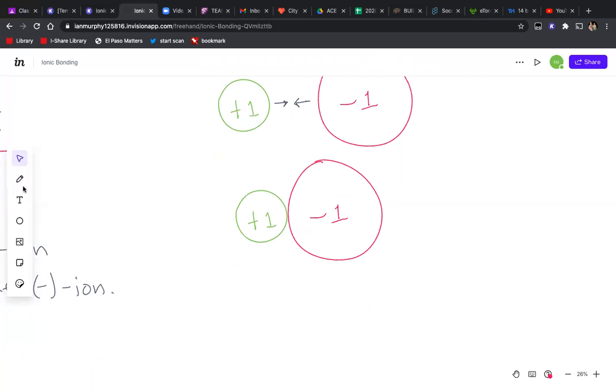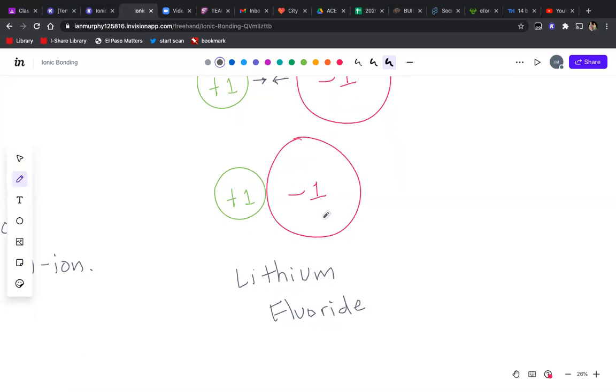And this is what we call, go ahead and write it in a different color here. This is what we call lithium fluoride. Now, don't worry about naming. We're not practicing that right now, but I'm just going to give you the name of this compound here. This is lithium fluoride. Now, we're going to do this one more time, but we're going to do it using Lewis valence dot models.